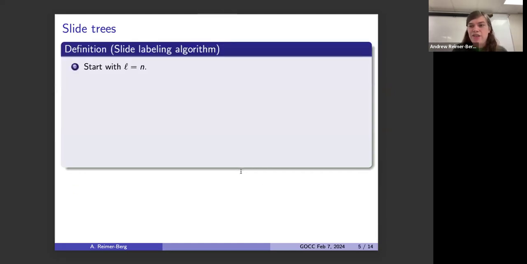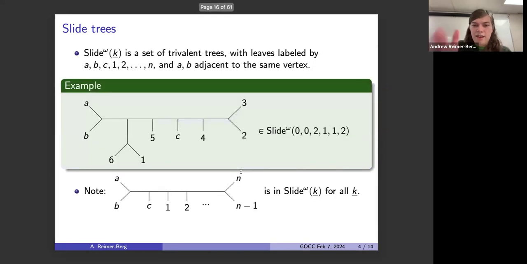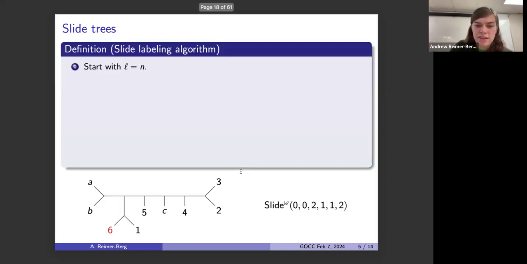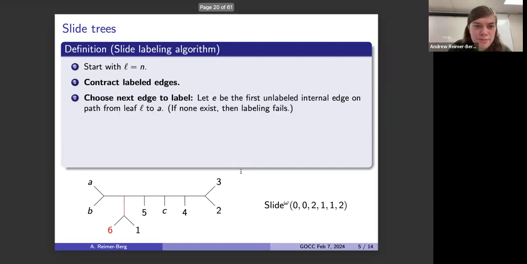So here's how we actually check. I'll do that in this example, checking that this slide tree is in this slide set. Okay, so start with L equal to N. In this case, L is 6. And so we're going to start by sliding 6. The first step of each round is to contract labeled edges. I haven't labeled any edges yet, so we don't do anything.